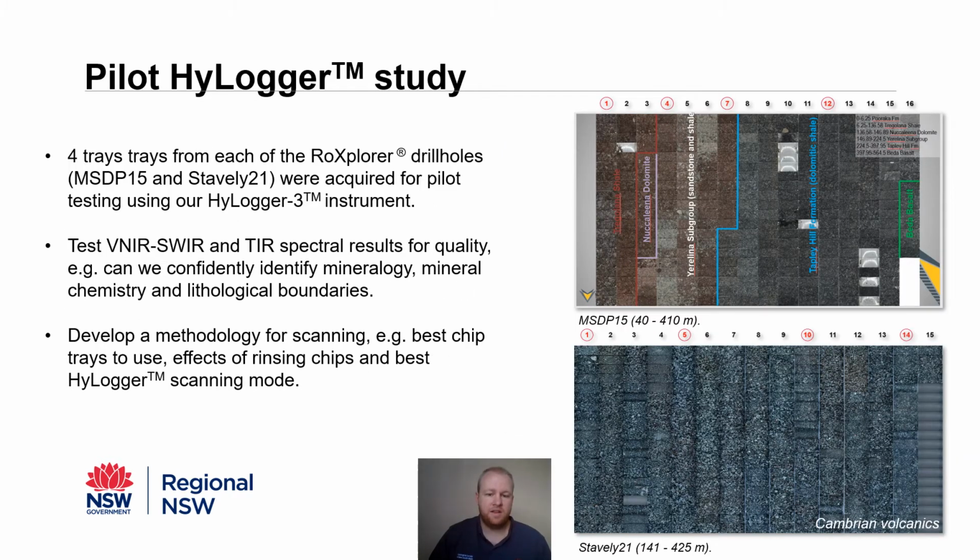For the pilot study, 4 trays from each of the RoXplorer holes were acquired for testing. On the right here, you can see the 2 holes, and circled in red is the tray selected. MSDP-15 trays were targeted from a range of different lithologies and from light to dark rock types to best test results. The project included 2 main aims.